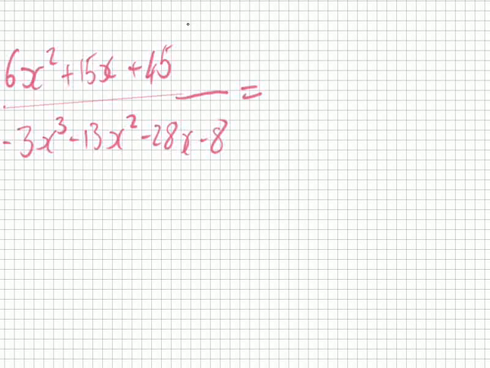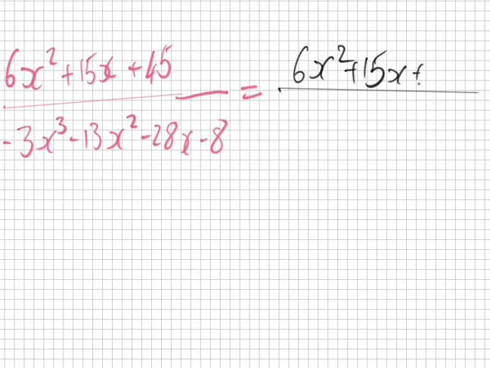Alright, well, like before, what's our first step? Factor. So if I type this in, on the top I'd get the same, 6x squared plus 15x plus 45. And then on the bottom, I'd get 3x plus 1. And now, I don't get the other answers. So what's happened now?